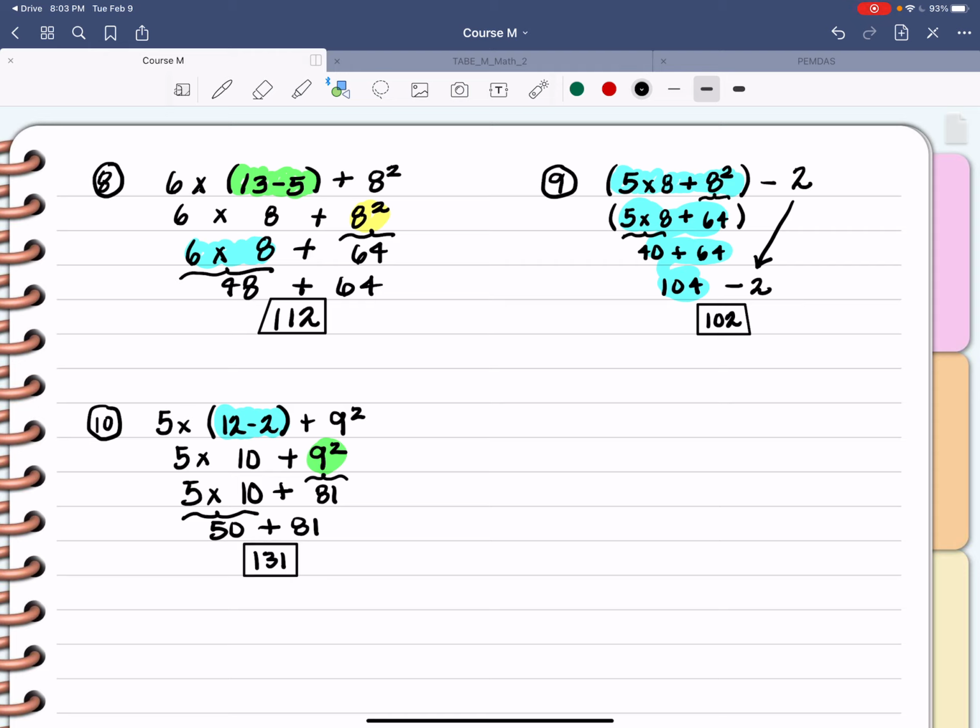I have no idea where I got these problems, but we haven't seen a root yet. So if we don't see a root, I'll make one up. We'll do a problem that has some roots in it.